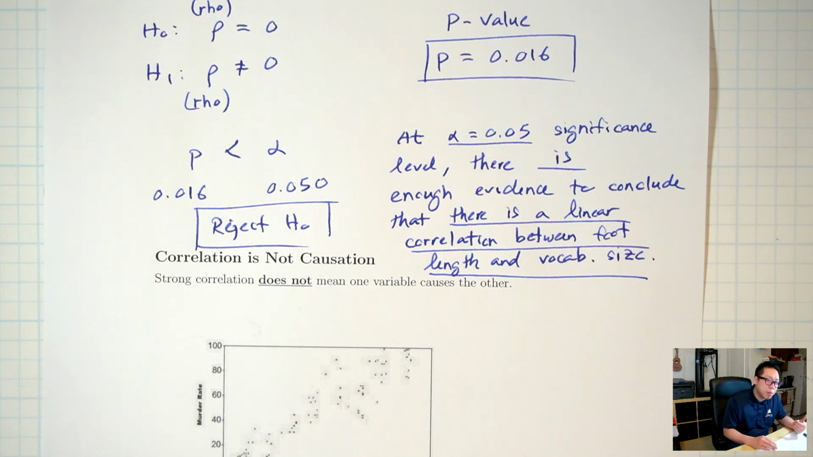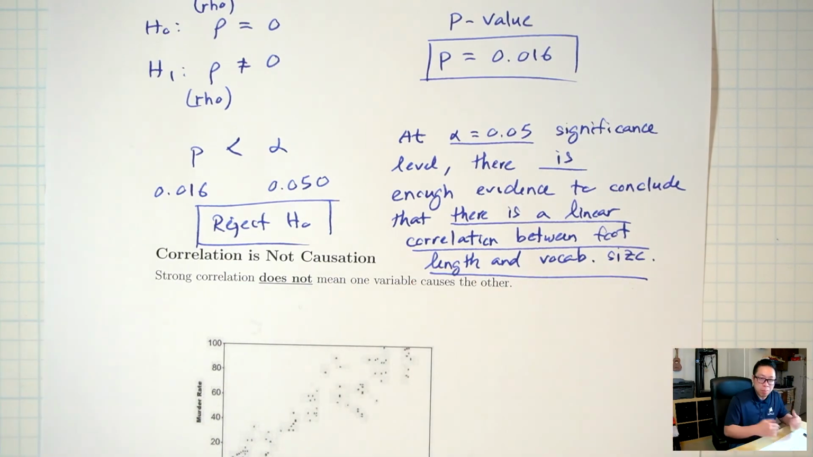But a better explanation for what's happening here would be what? Probably age, right? So as a child gets older, their foot length gets longer and their vocabulary size gets bigger. So a better explanation might be age. Just so happens that foot length and vocabulary size both go up with age.